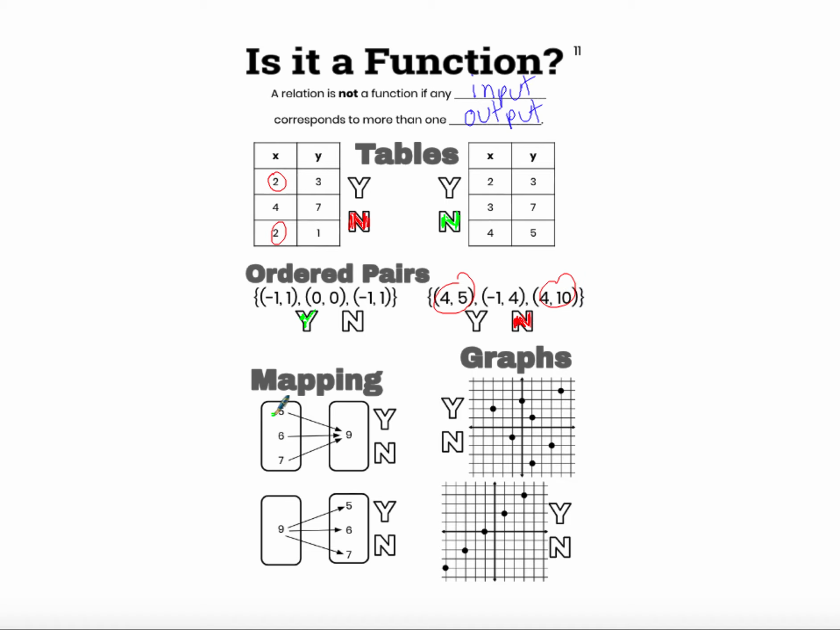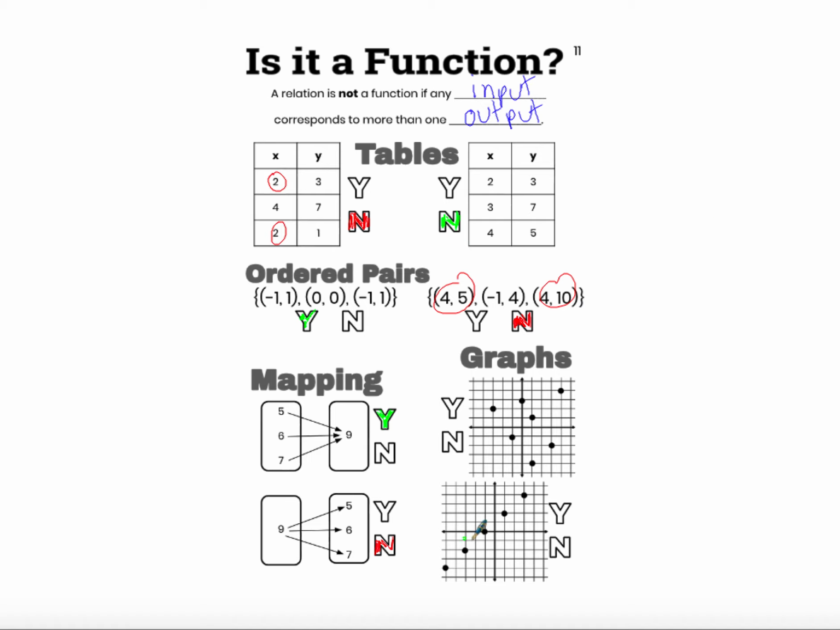Here we have the straightforward case. Actually, maybe not straightforward. This is really the important distinction. Do you understand the difference between these two? This is a function. 5 always goes to 9. 6 always goes to 9. 7 always goes to 9. For each input, there is exactly one output. Whereas for the second one, not a function, because sometimes 9 goes to 5, sometimes it goes to 6, sometimes it goes to 7. For one input, there is more than one output, not a function.